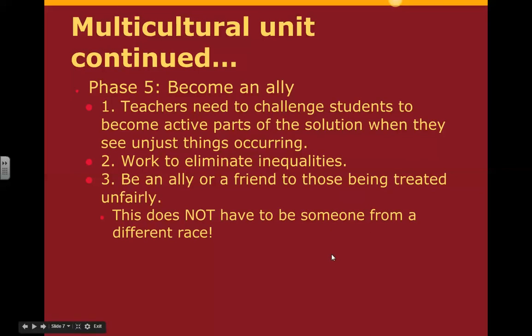And we also have to remember that this does not always have to be someone from a different race. It can be someone who is just different, has a disability, looks different. They don't wear really nice clothes. They don't have nice shoes. However they're different, to just be accepting of them no matter what the difference.